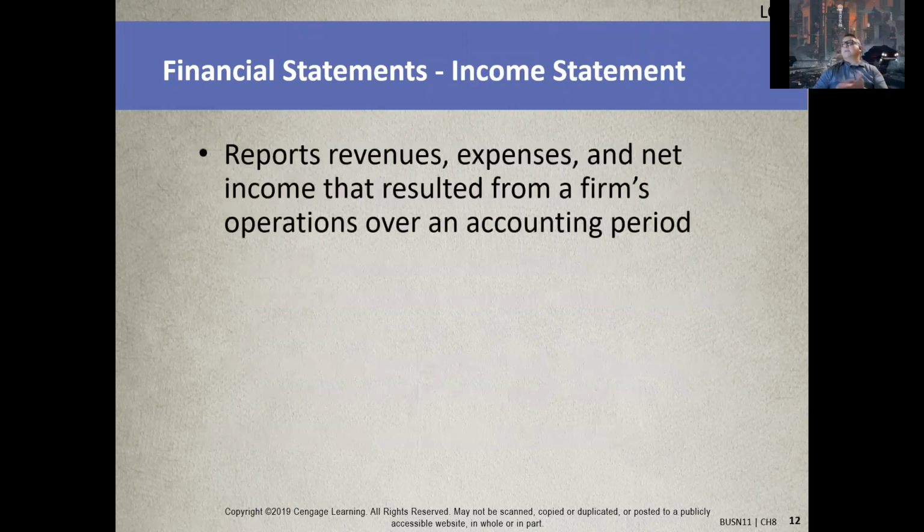The income statement. Okay, and we're going to talk about the main three here. The income statement reports revenues, expenses, and net income that resulted from a firm's operation over an accounting period. Once again, this is going to be a snapshot of what has happened over a period of time. You know, every quarter, every year, but it's a snapshot. It just gives you this one piece.